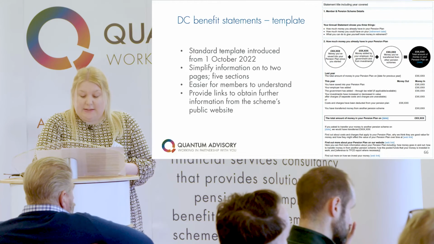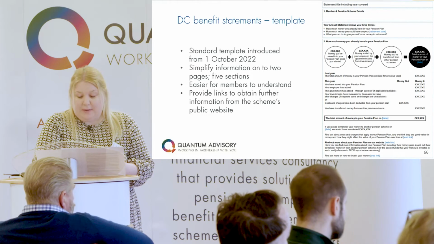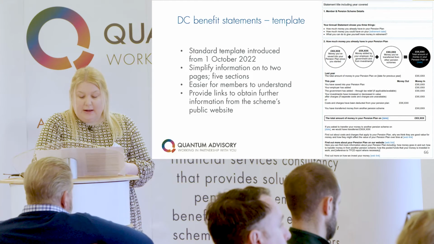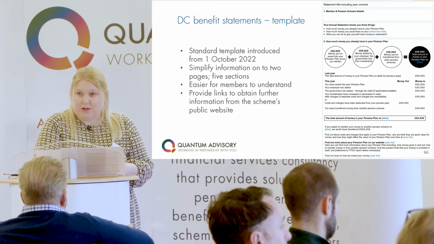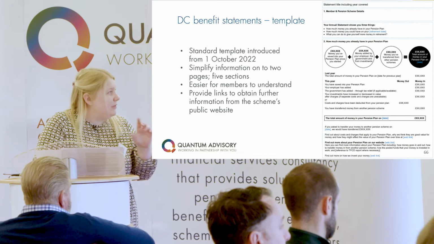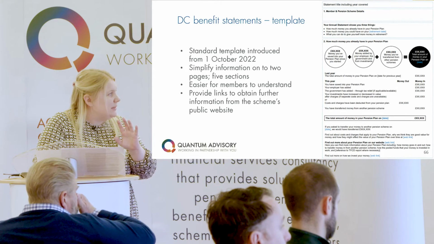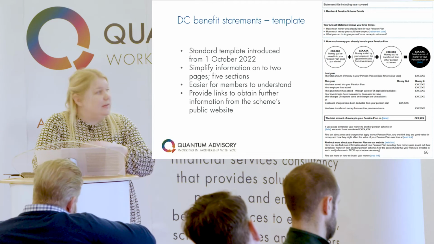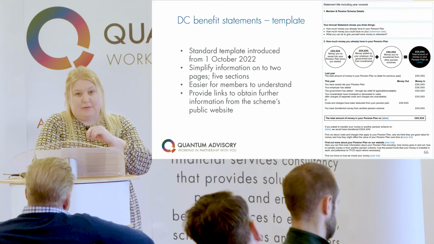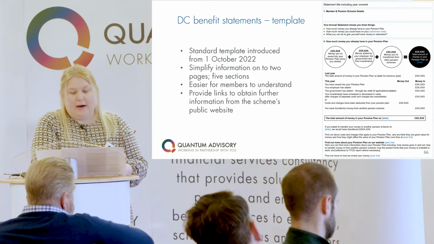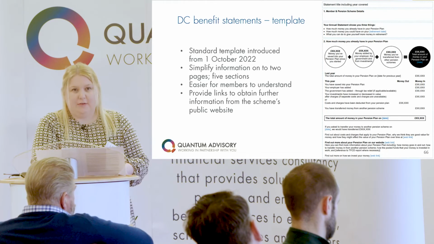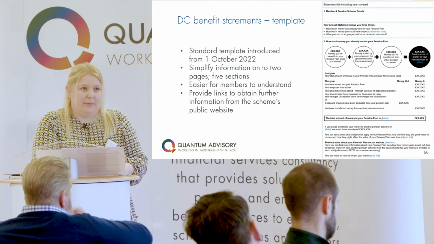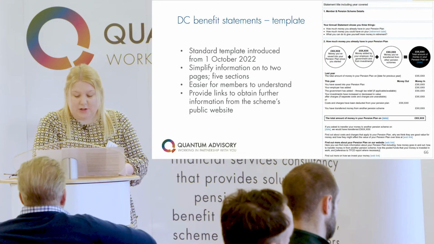The statements should not exceed a double-sided A4 piece of paper if posted, or the equivalent length if sent by email or online. And the statement is split into 5 sections. The first is just a bit of information around the member, so it's shown at the very top, member and pension scheme details. The second shows how much you've built up in your plan to date. In the third section, it shows how much you could have at retirement. Fourth, how you could have more money. And then fifth, essentially more information. And typically there'd be links to online where members can find more information, for example, on the charges.